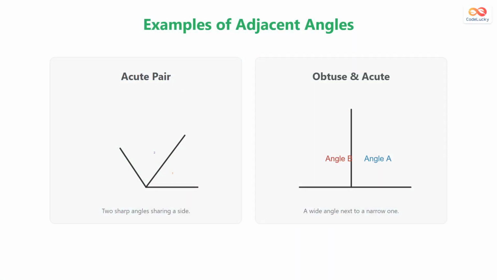Here are two valid examples. On the left, we have two sharp, acute angles sitting side by side. On the right, we see a wider obtuse angle next to a smaller acute angle. In both cases, they share a vertex, share a side, and do not overlap.